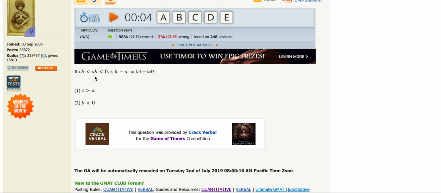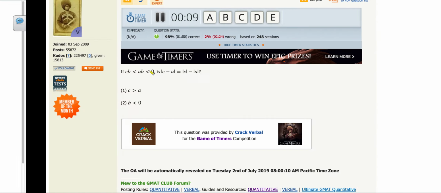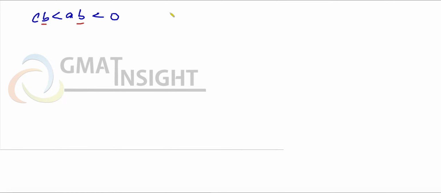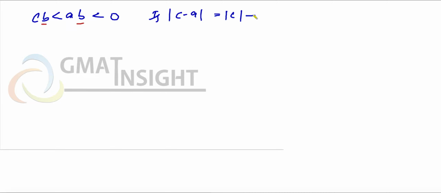If CB is less than AB is less than 0, is |C minus A|... Okay, so first of all, I'm just trying to decipher the meaning of this information, that is CB is less than AB is less than 0. I quickly noticed that B is common here in two things, and the question is asking: is mod of C minus A equal to mod C minus mod A?